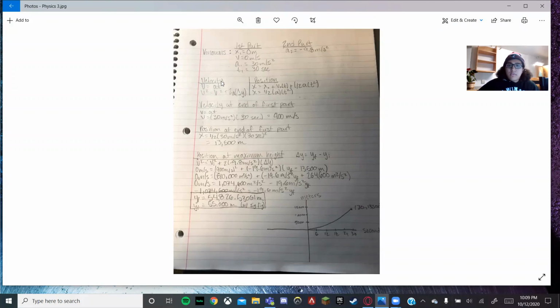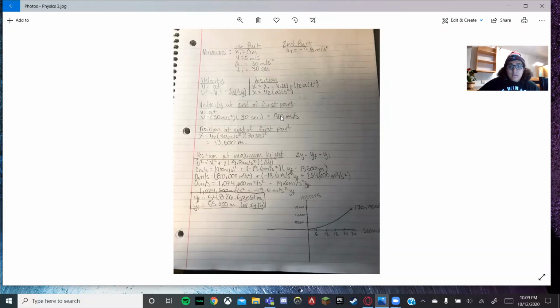There are 2 for velocity and then 2 for position, except the position ones are the same exact equation, just with some parts removed because we can plug 0 in for some of these parts, which eliminates them from the equation. We can find our velocity at the end of the first 30 seconds by using the first equation, because we have the acceleration and the time. So we know that our velocity at the end of the first 30 seconds will be 900 meters per second.